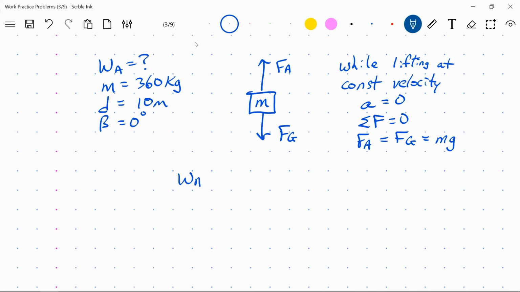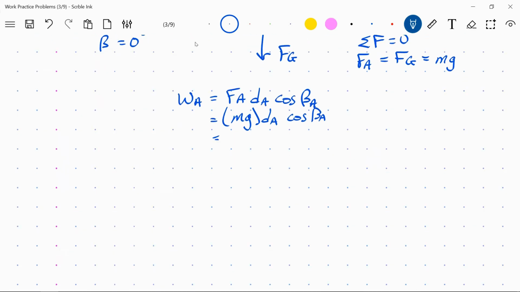With that said, the work done by the applied force is equal to the force applied, times the distance over which it's applied, times the cosine of the angle that pertains to the applied force. And then just a quick substitution here. The applied force, as we just talked about, is the same size as the force of gravity. So when I write mg here, I'm not actually referring to the force of gravity. I'm actually still referring to the applied force, but they are equal in size here. The distance over which it is applied times the cosine of beta.